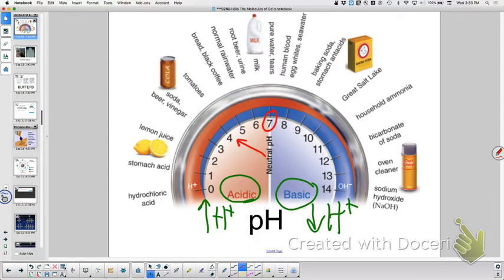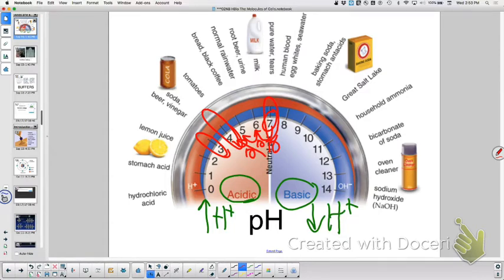But no, you're going to say it is a big whoop because 7 to 6 is how many times? 10. 6 to 5 is how many times? 10. 5 to 4 is how many times? 10. 10 times 10 is 100, times 10 is 1,000. So a pH of 4 is 1,000 times more acidic than a pH of 7. And a pH of 3 would then be 10,000 times more acidic. A pH of 2 would be 100,000 times more acidic. Do you see how that keeps, we just keep multiplying it out.